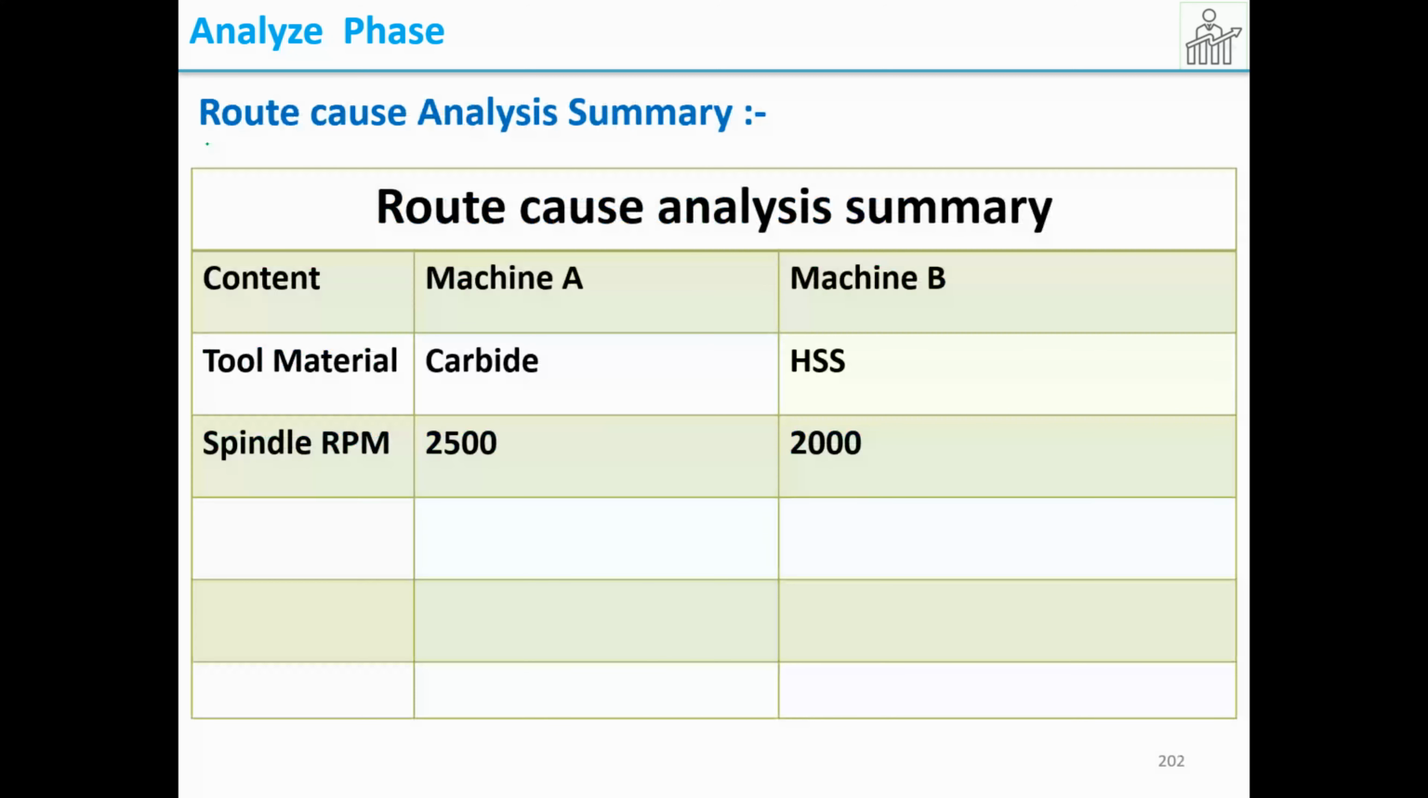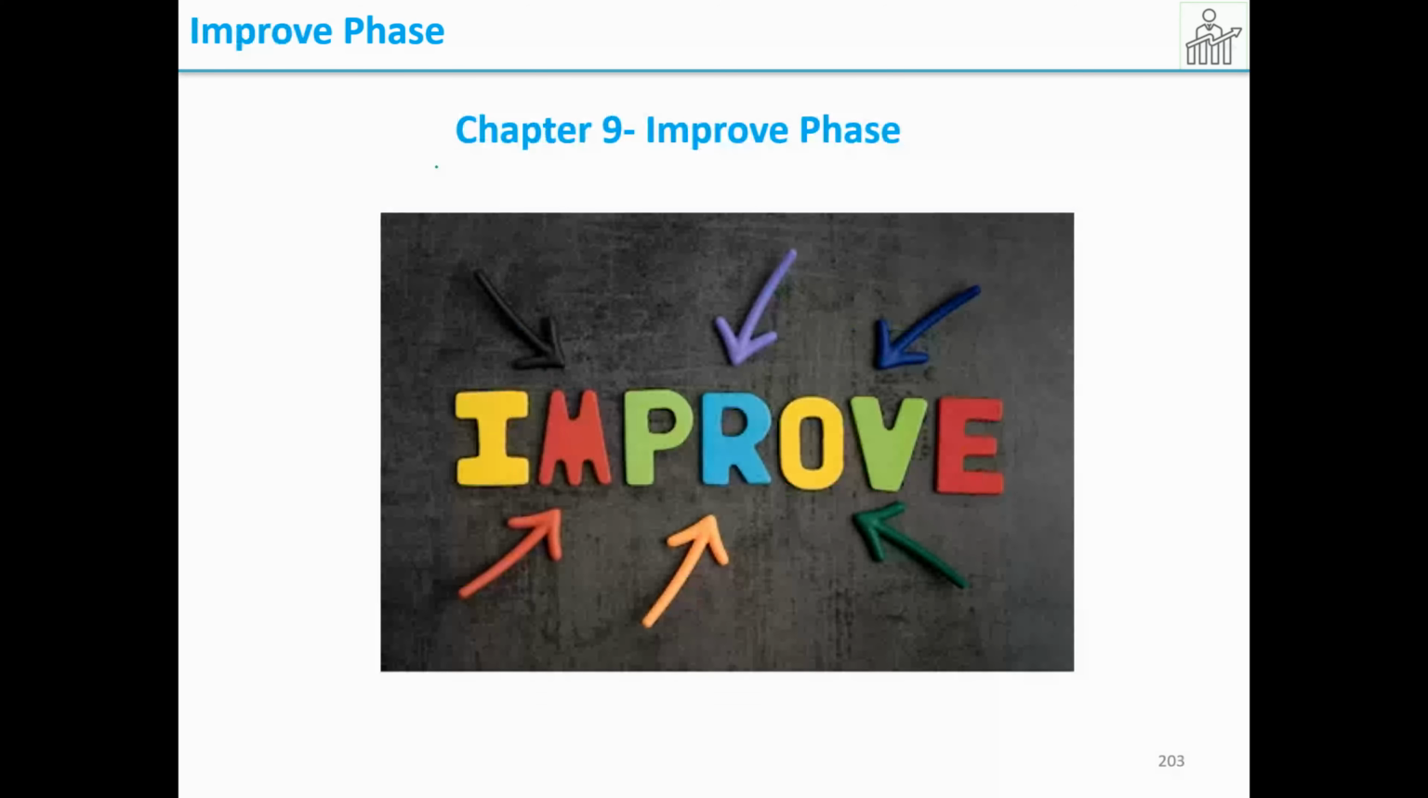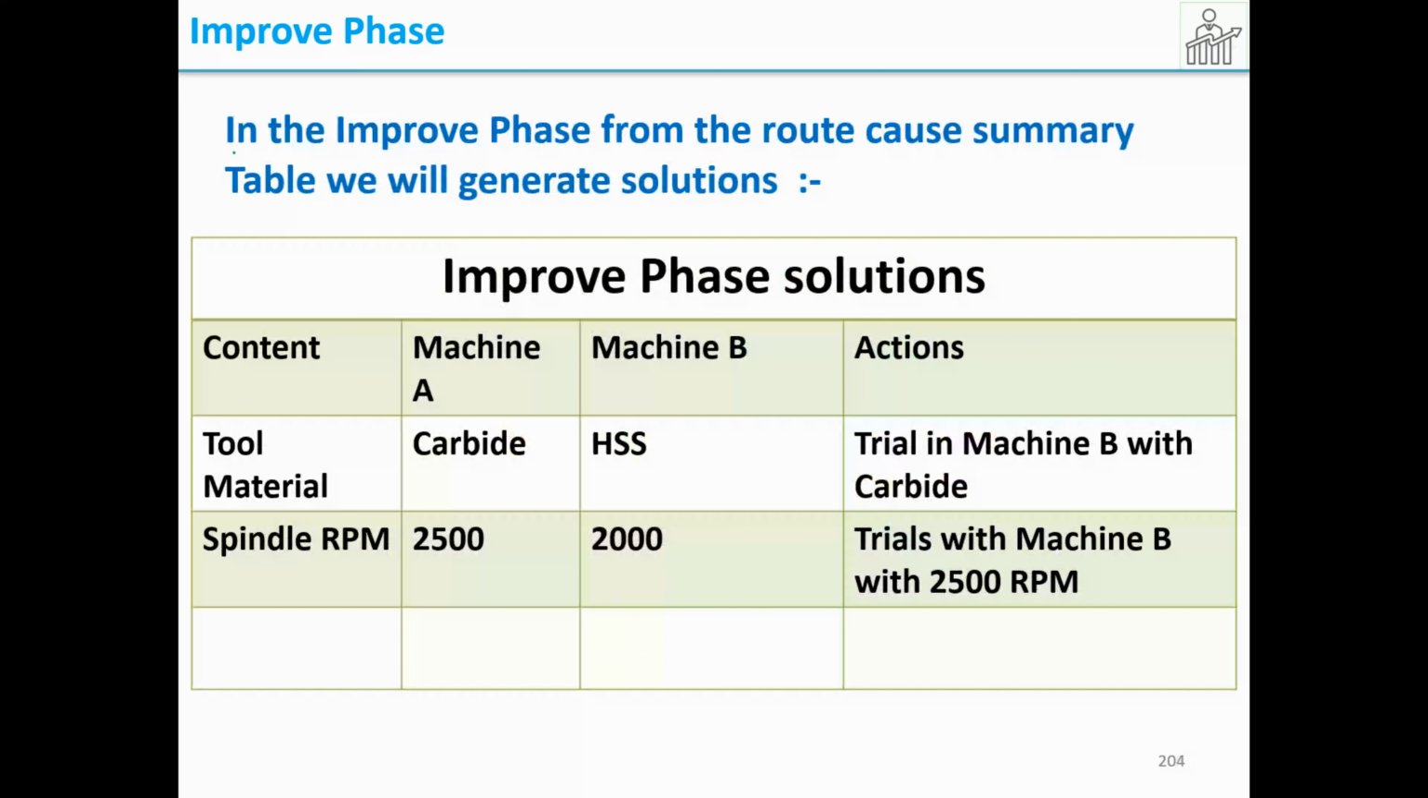Then we'll prepare the root cause analysis summary. These are the contents: tool material, spindle RPM, carbide 2500, HSS 2000. These are the two differences that they observed. Then after finding the root cause, we will go to the improve phase. In the improve phase, we will improve it to the requirement.